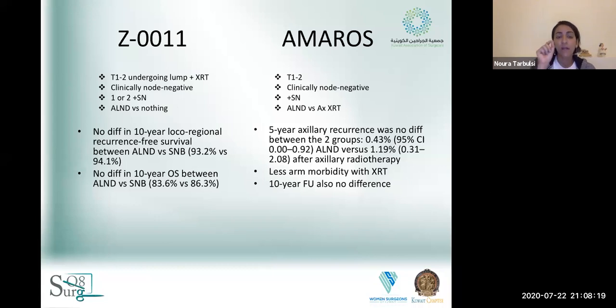Remember, Z11 and AMAROS were for early breast cancer patients who were clinically node negative and were only found to have deposits in the lymph nodes after sentinel lymph node exam. They did not come with palpable disease or abnormal axillary lymph node, and they did not include any patient who had neoadjuvant. Those were early breast cancer going for upfront surgery.